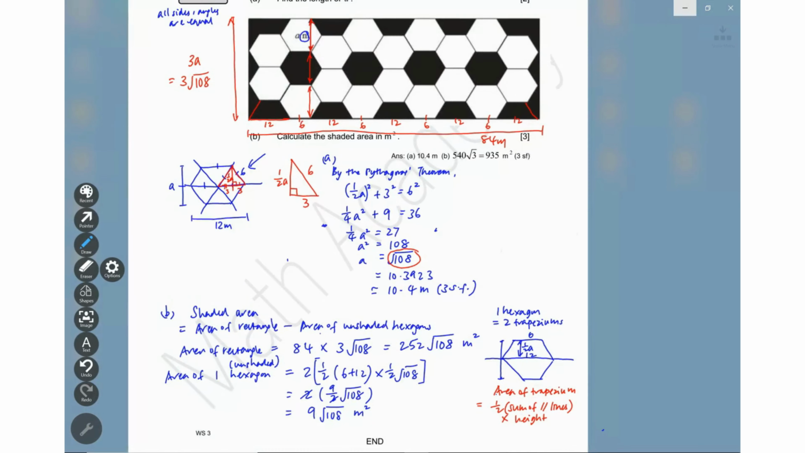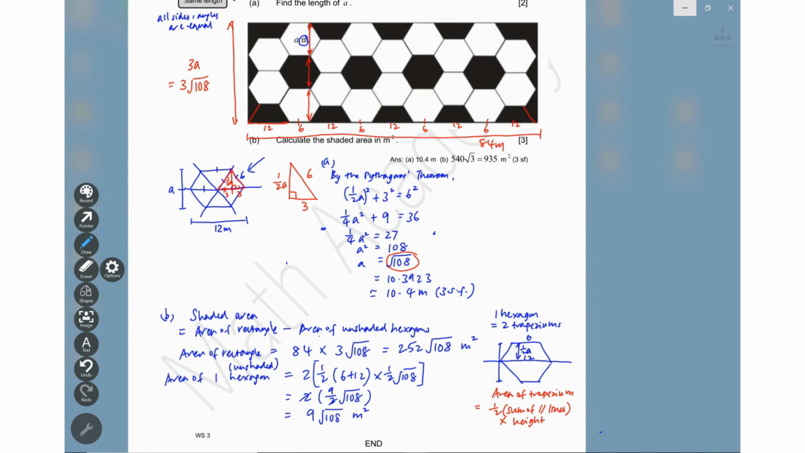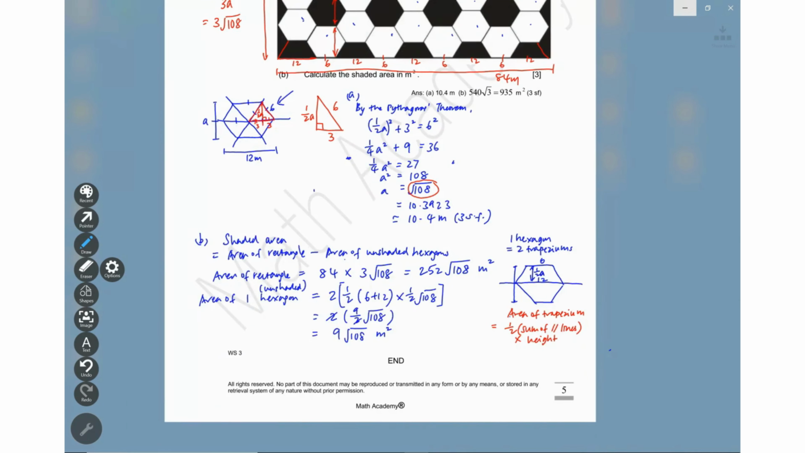Coming back to the diagram again, when we look at the unshaded hexagons and you do a quick count, 1, 2, 3, 4, 5, 6, 7, 8, 9, 10, 11, 12, 13, 14, 15, 16, 17, and 18. So there are 18 of them. So area of the unshaded hexagons, take 18 times your 9 root of 108. That's going to give you 162 root of 108 square meters.